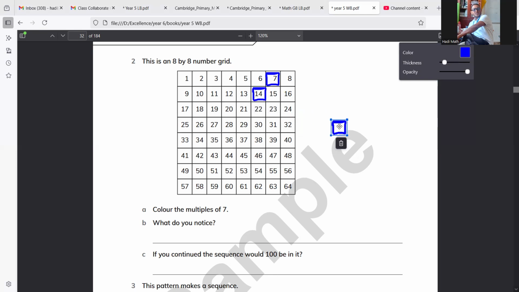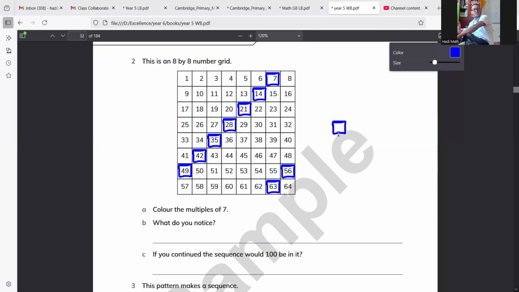Then 7 multiplied by 3 is equal to 21. Then remember table 7: 7 multiplied by 4 is equal to 28. 7 multiplied by 5 is equal to 35. And 7 multiplied by 6 is equal to 42. 7 multiplied by 7 is equal to 49. Then 7 multiplied by 8 is equal to 56. You go search for the 56 over here. And 7 multiplied by 9 is equal to what? Is equal to 63. That is the end of it.